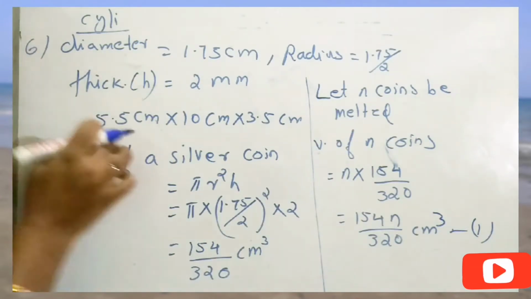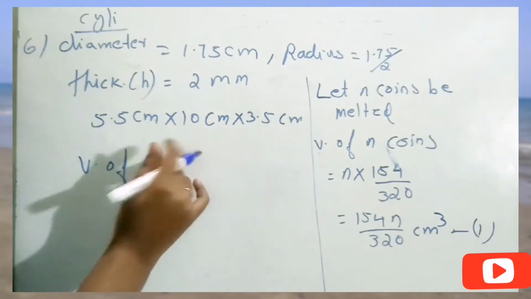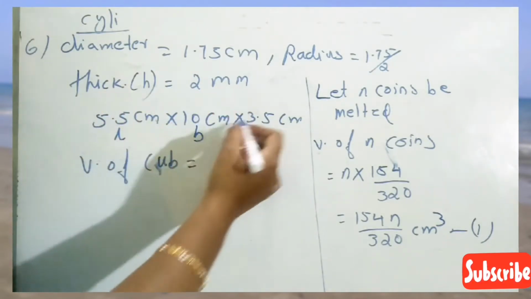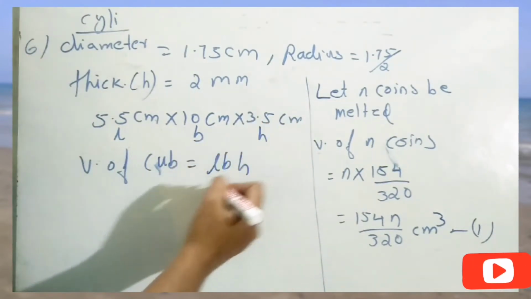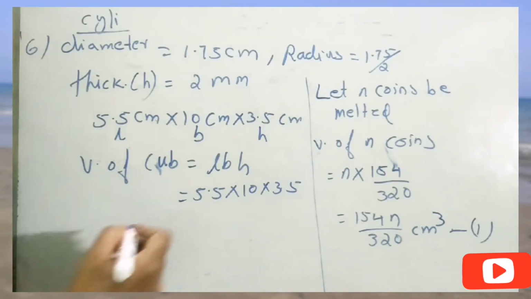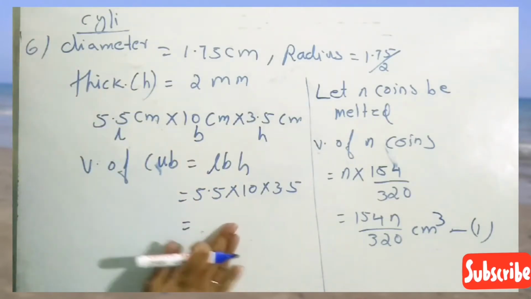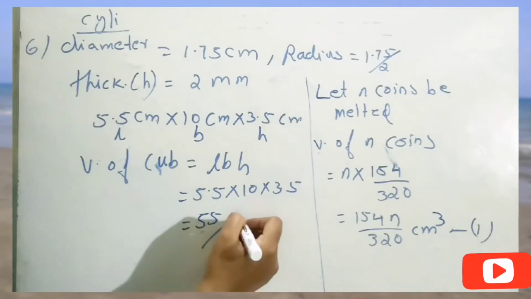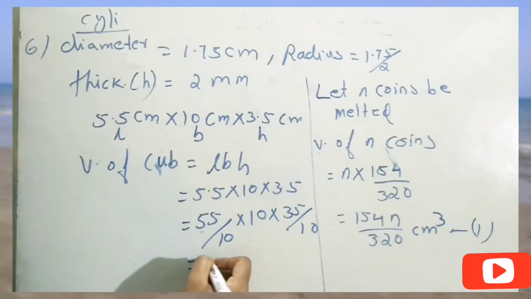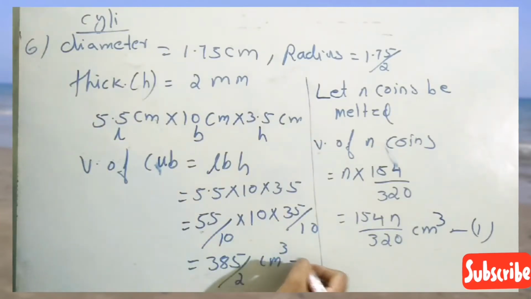Now we are going to find out the volume of the cuboid. All the measurements of the cuboid are given. So volume of cuboid is equal to length 5.5, breadth 10, and height 3.5. So LBH is equal to 5.5 into 10 into 3.5, and this is equal to 385 divided by 2. I will write one more step: 5.5 we can write as 55 divided by 10, into 10, into 3.5 which we can rewrite as 35 divided by 10. And then we get 385 divided by 2 centimeter cube. Put it as equation number 2.